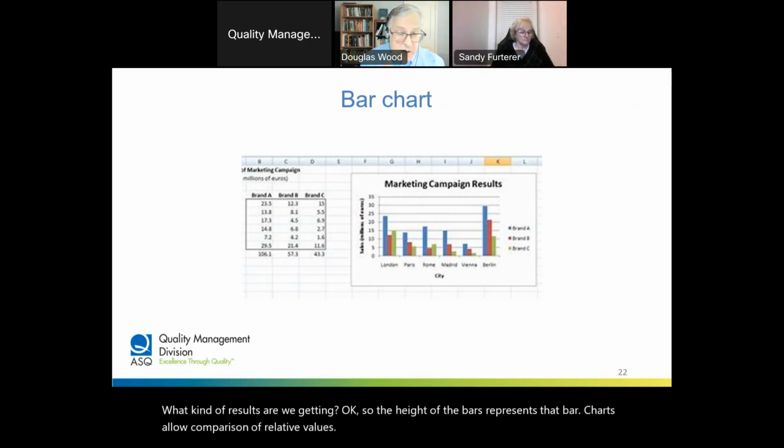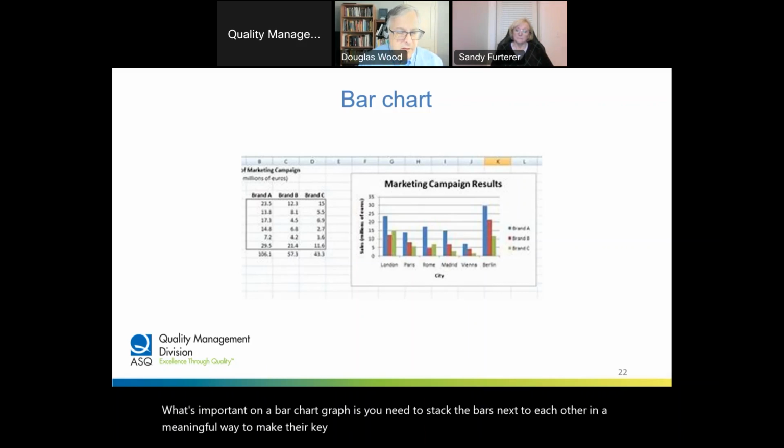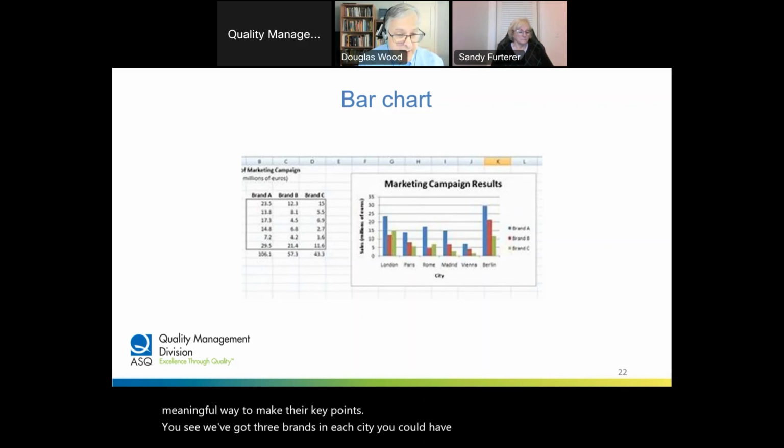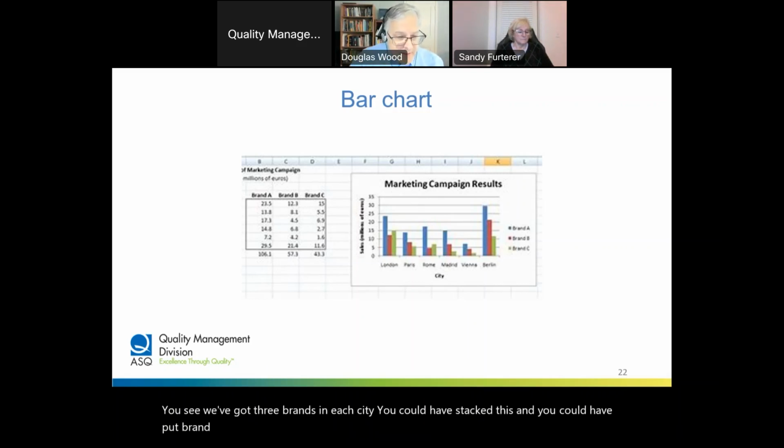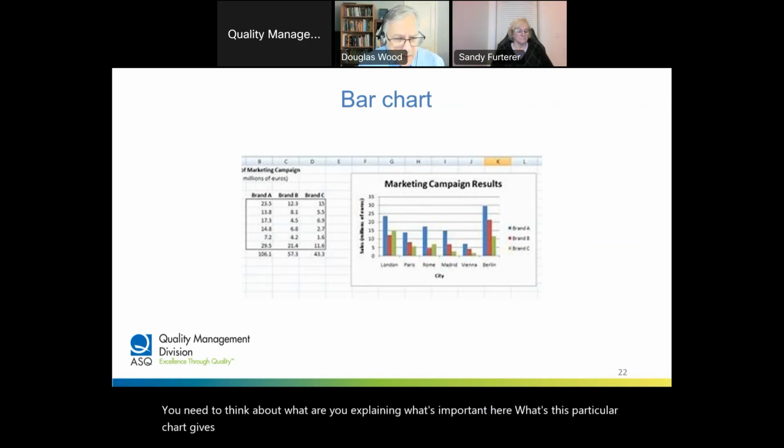What's important on a bar chart graph is you need to stack the bars next to each other in a meaningful way to make your key points. You see, we've got 3 brands in each city. You could have stacked this and you could have put brand A with all 6 cities and then another brand B with all 6 cities. But is that going to tell the story you want? You need to think about, what are you explaining? What's important here? This particular chart gives you a real good handle on how well is each city performing with a brand compared to the other ones.